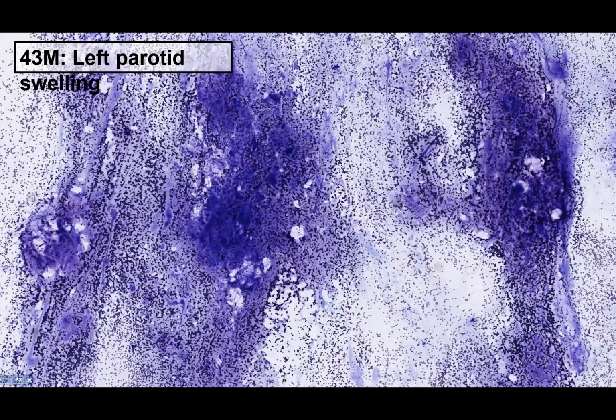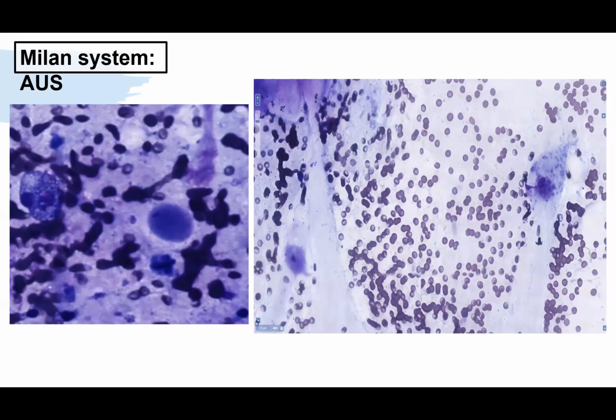The next case we have here is a 43-year-old male with a left parotid swelling, and you can see that there is a paucicellular aspirate in a background of lots of extracellular mucin. So you can see here there are some cells, difficult to really be definitive. Is this a macrophage? Is this going to be a mucocyte? And similar here, there's some squamoid appearing cells.